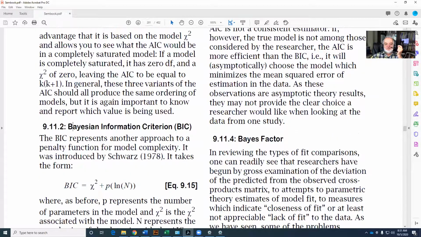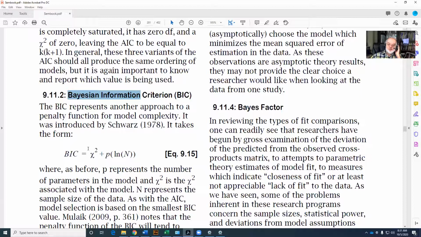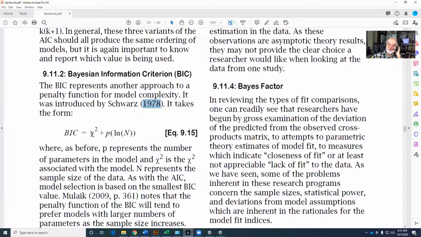Second, the Bayesian information criterion, the BIC. This also has penalties for the number of parameters in the model, but that penalty also involves the sample size. It's an old one from 1978, and this is the formula for it. It's the chi-square for your model plus p, the number of parameters, times the natural log of the sample size.